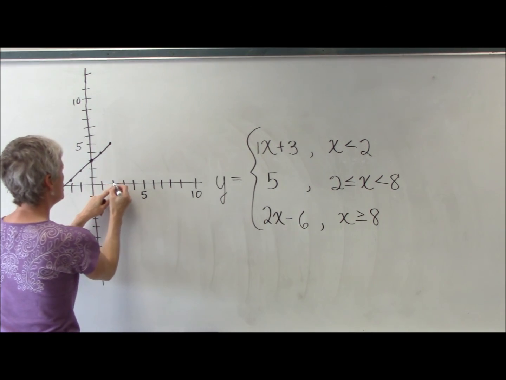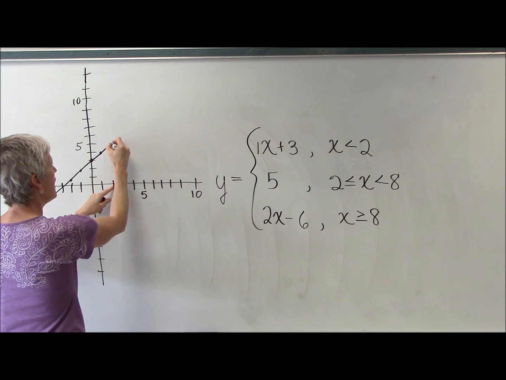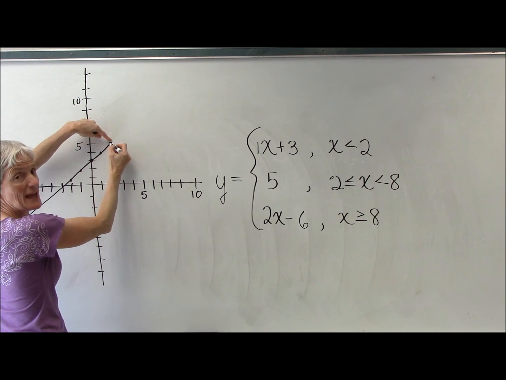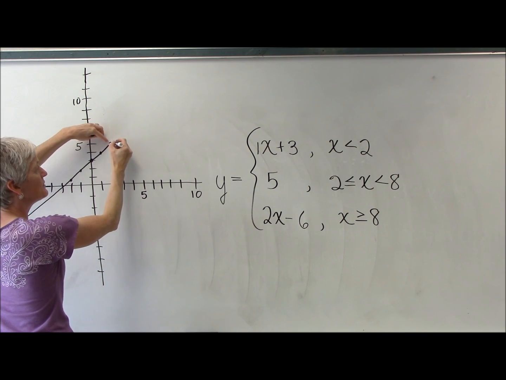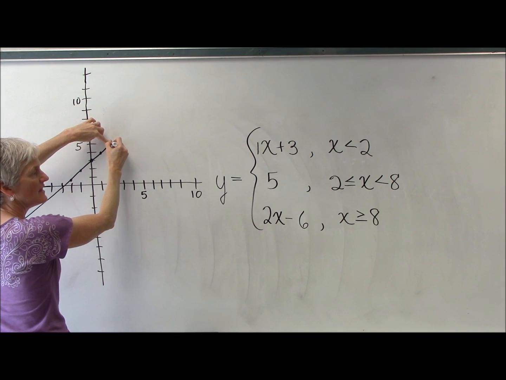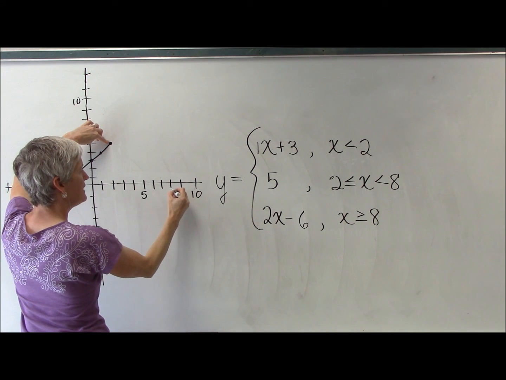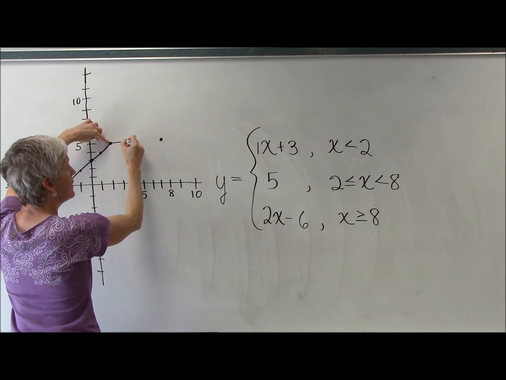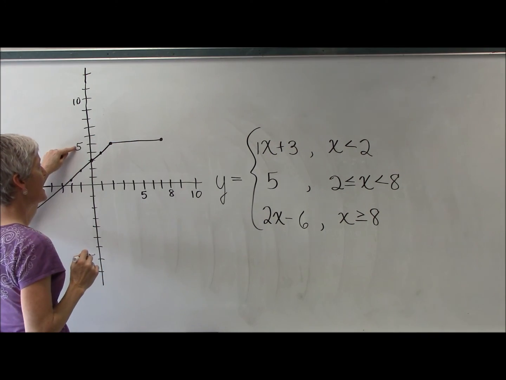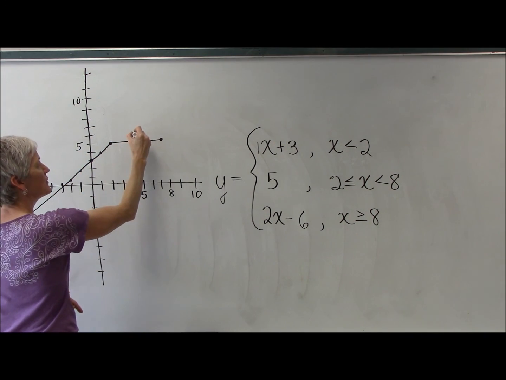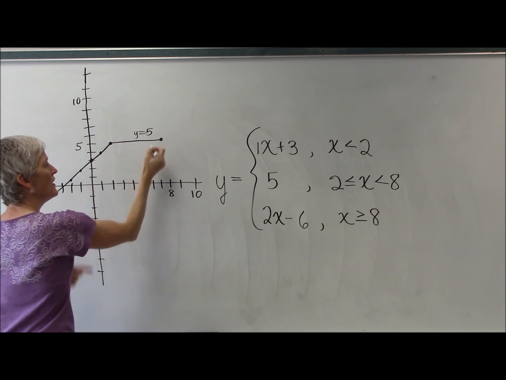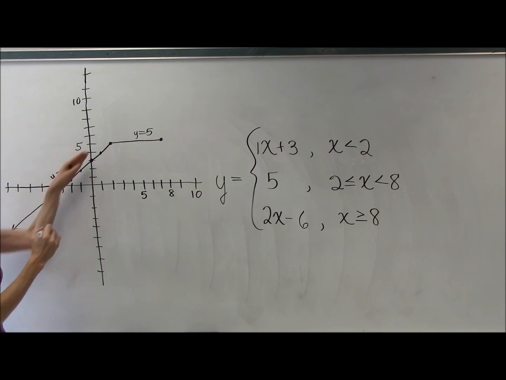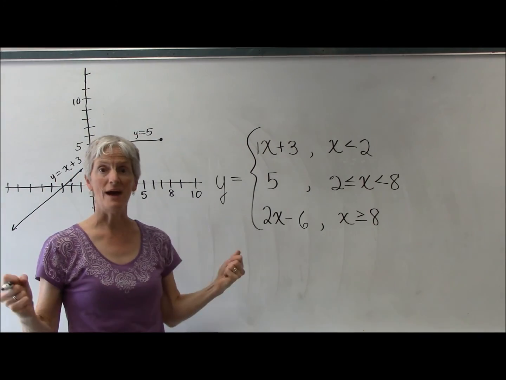Okay, here we go. When x is 2, 1, 2, 3, 4. Oh, well, this is handy. It touches the piece that just ended. So I'm starting from the piece I ended, and I'm going to go up to 8, boink, and draw my horizontal line at a y value of 5. So there's my y equals 5. This was my y equals x plus 3 piece, y equals 5 piece. Okay, I'm on a roll.